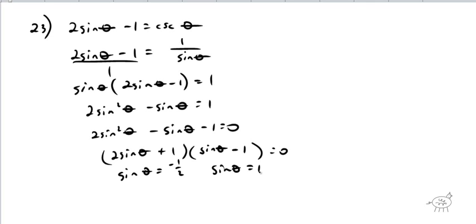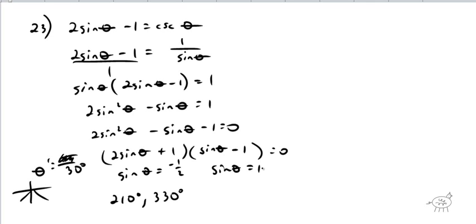For negative 1/2, my reference angle is pi over 6. They asked for degrees, so of course it's 30 degrees. Since it's negative, down in these two quadrants, my answers are 210 degrees and 330 degrees. Then sine of theta equals 1 happens at 90 degrees. So there we go, those are our 3 answers.